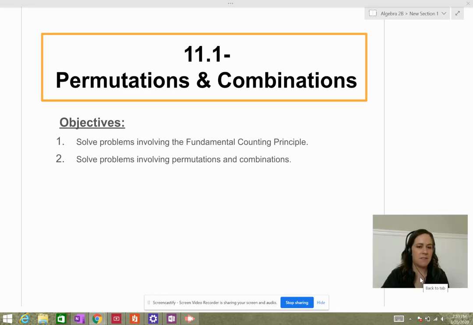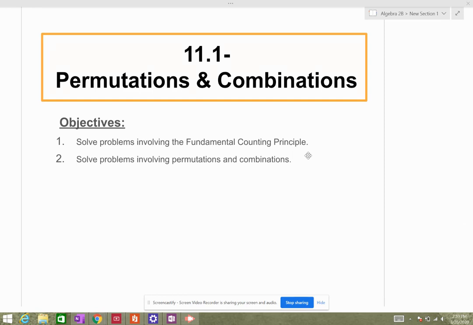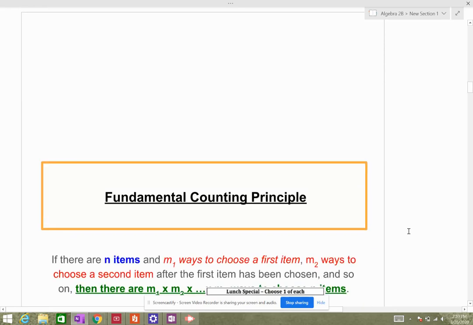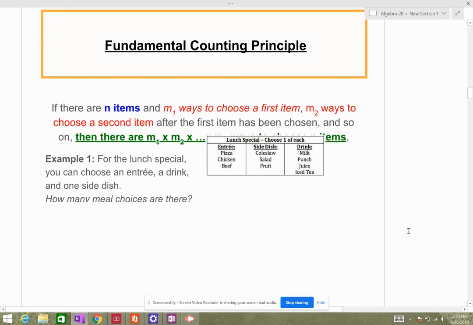I am going to start off with this idea of something called the fundamental counting principle. Solving problems involving the fundamental counting principle versus solving problems involving permutations and combinations just depends on the type of problem that you're looking at. Let's start out with this fundamental counting principle.